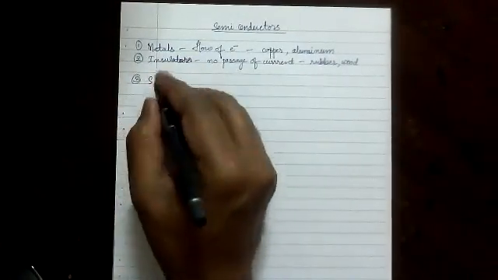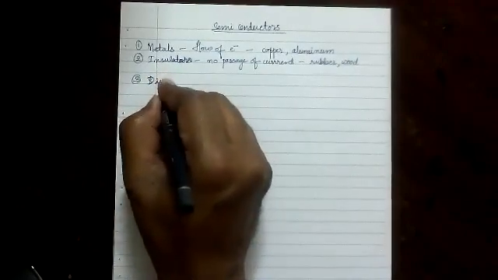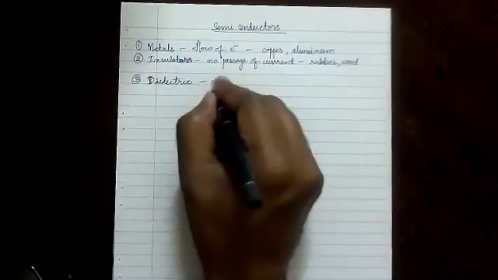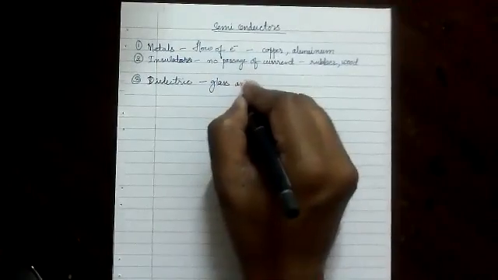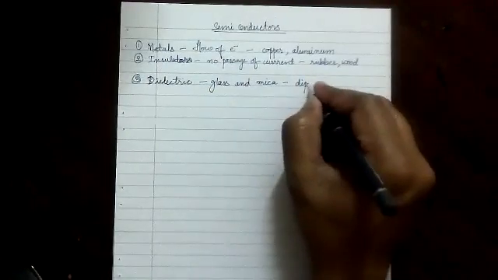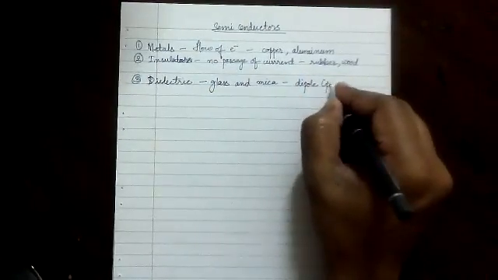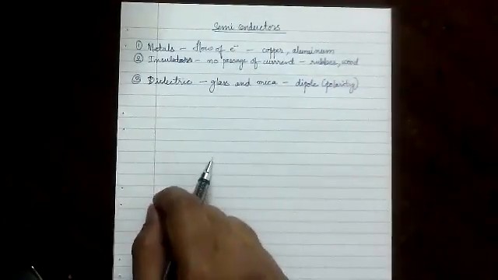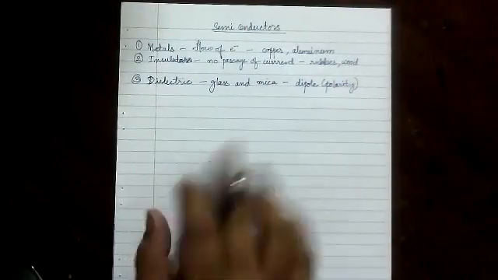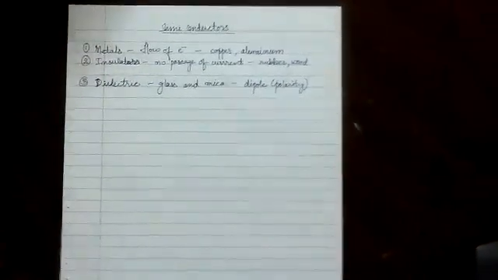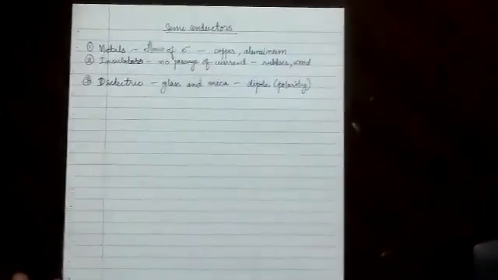You know the dielectric material which you studied in your grade, sorry, in term one. Dielectrics. The best examples for this are glass and mica. But what is a dielectric? It has dipoles. Polarity is there. So when you place this type of material in the presence of an electric field, all the dipoles will be aligned properly. So this particular concept is said to be dielectrics.